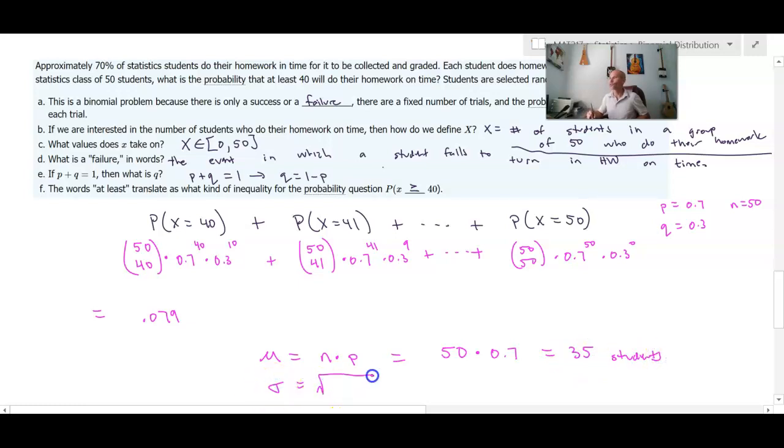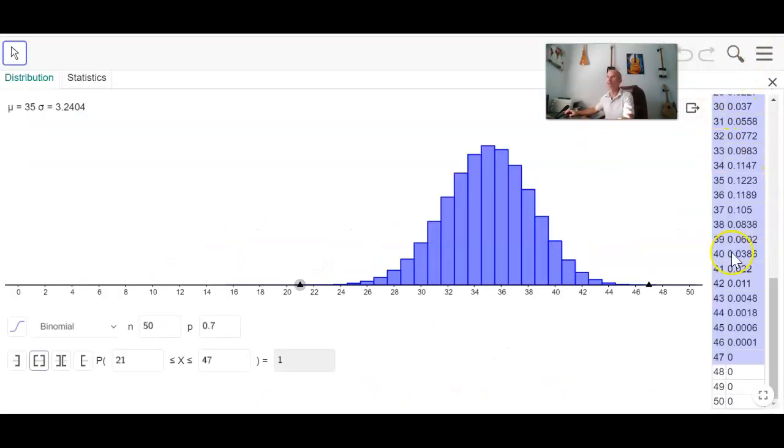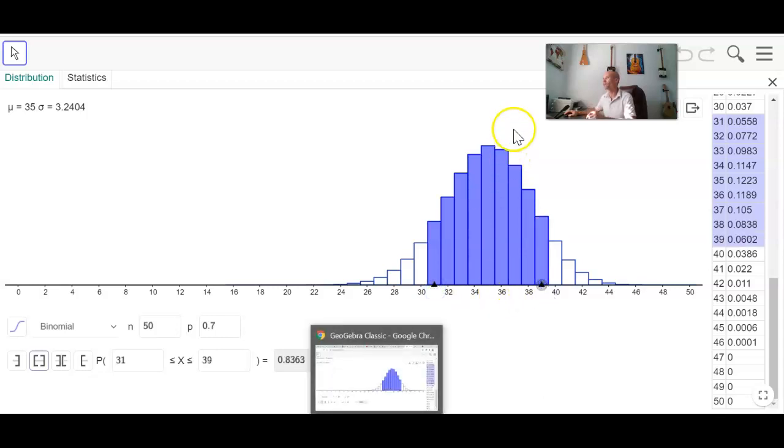And then the standard deviation is the square root of n times p times q. So that's going to be the square root of 50 times 0.7 times 0.3, and that comes out to be about 3.24. So we're going to expect to see in general somewhere between about 32 to about 38. And you can see that that does encompass the majority. That covers about 80, 81, 82% of students. And if we bump that down a little bit more to account for the rounding, we're looking at about 84% of students. So on average, we would expect most students to be within one standard deviation of the mean.